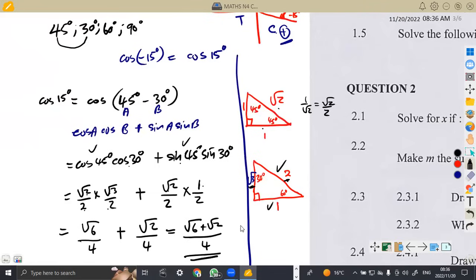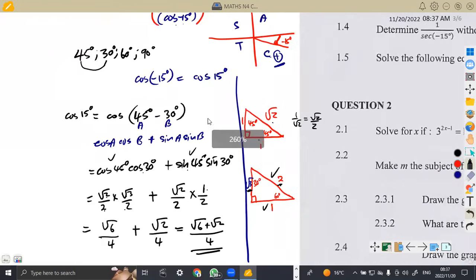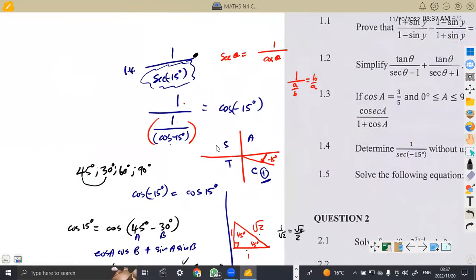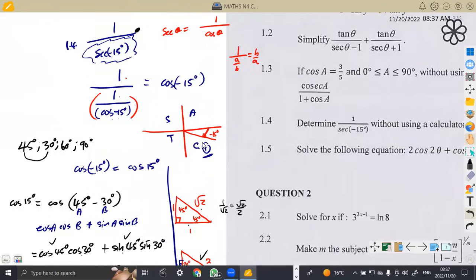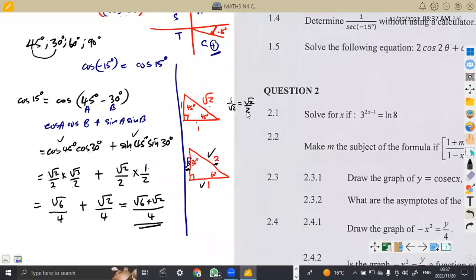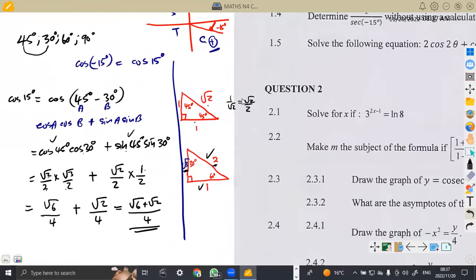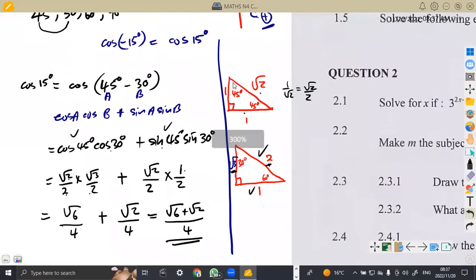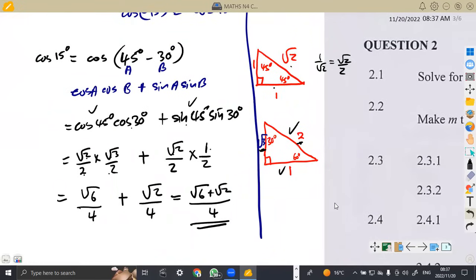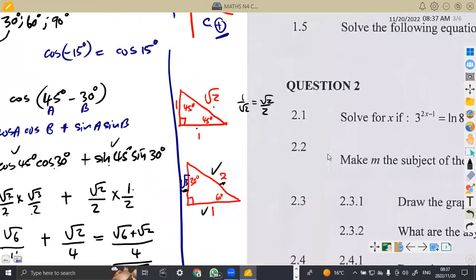Yes, you can just leave your answer like that, or you can simplify further if you want. You can factor out square root of 2, but that was another way you can do it, which is not even proper there. Okay, so that was the simplification, guys, of 1 over sec 15. 1 over sec 15 is the same as cos 15. So cos 15 can be simplified in this manner, which is the one that is going to give us this result. And that is what you're supposed to do.